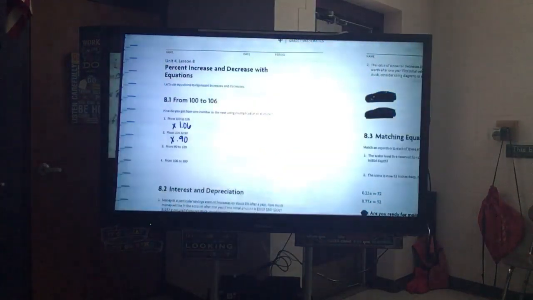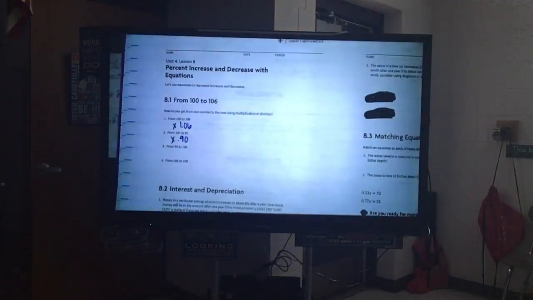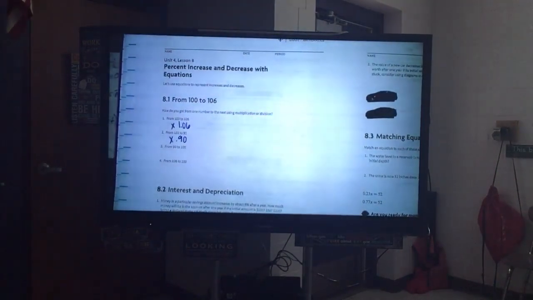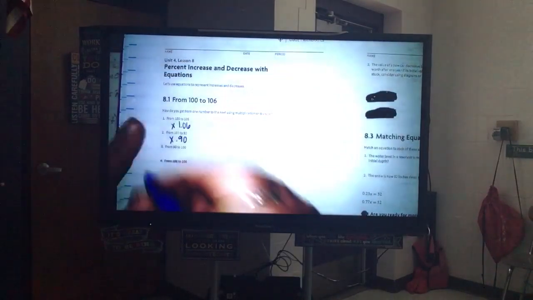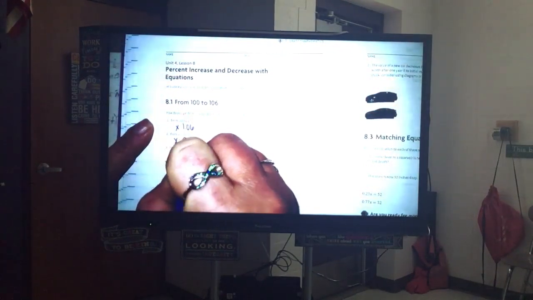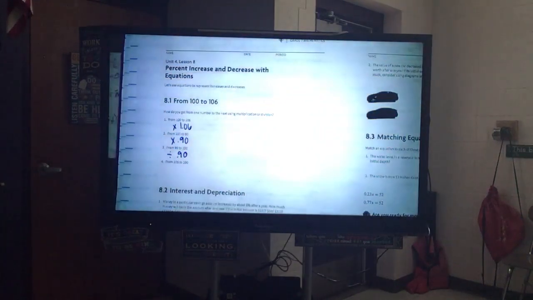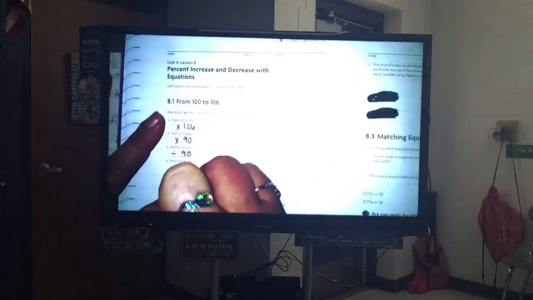Alright, number 3, it says from 90 to 100, what do we do? So think about it, y'all. We're going in the opposite direction now. So if we multiplied for the first two and we were decreasing, well, what do you think we have to do for the second two when we're increasing? Divide. By 0.9, 90 to 100. Okay? And then from 106 to 100, what do we have to do here? Divide by 1.06.